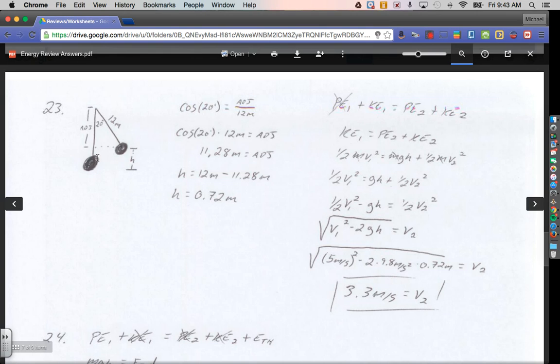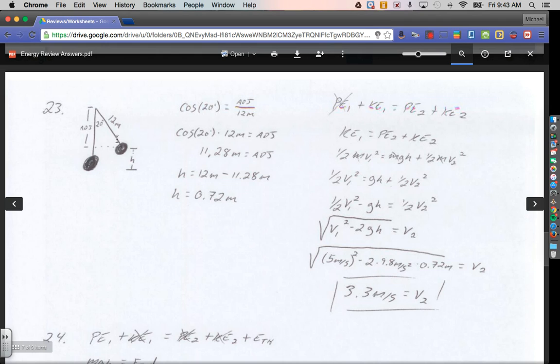Initially, I'm going to call when this thing is at its lowest point, and then the final point is going to be when it's at 20 degrees. Initially, does it have potential energy? I'm going to say no, because yes, it's on a cable, but that's not a bungee cord, so there's no elastic potential, and it's at the lowest point we care about, so no gravitational energy. It is moving at 5 meters per second, so it is going to have kinetic energy.